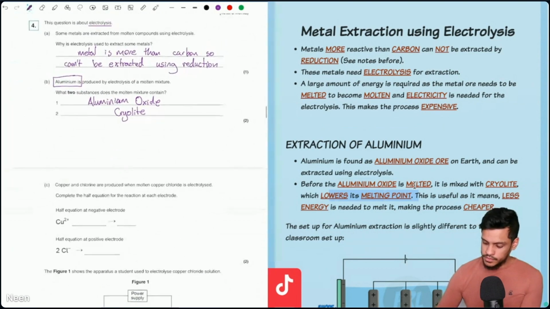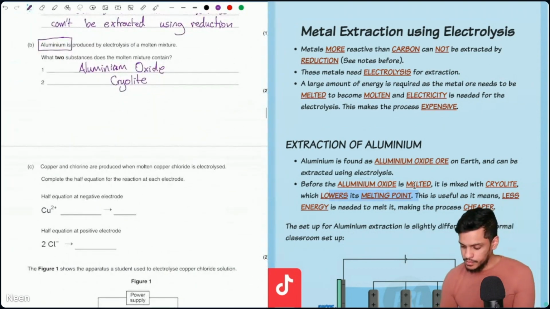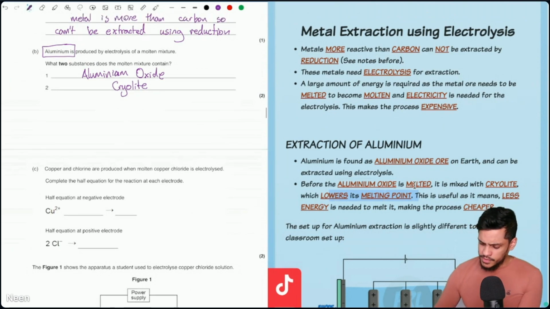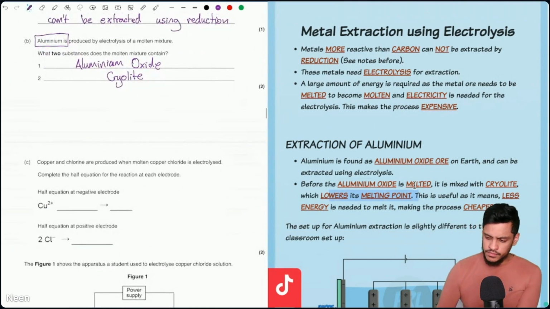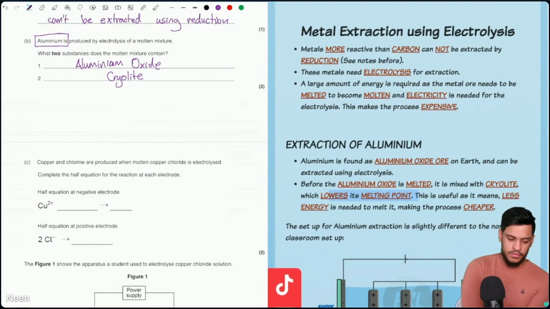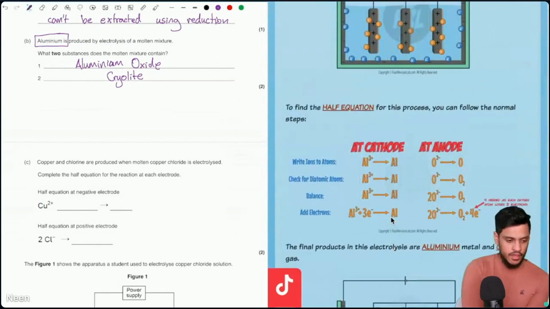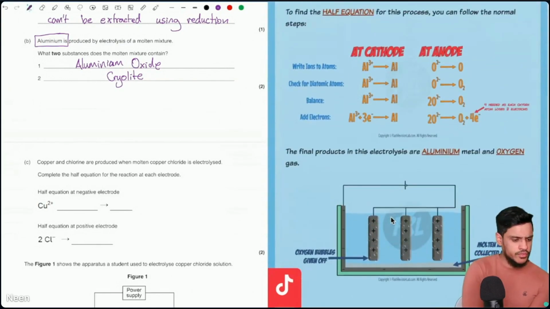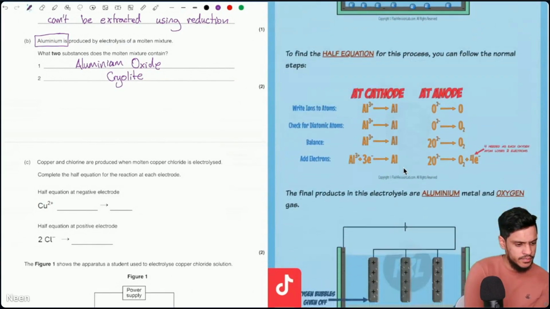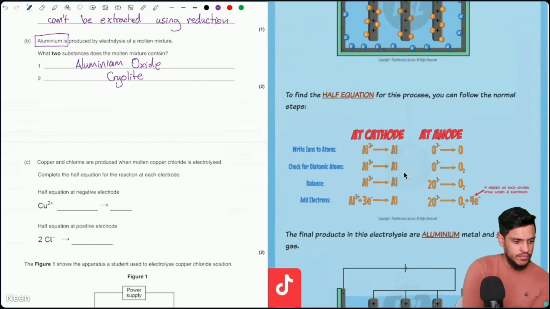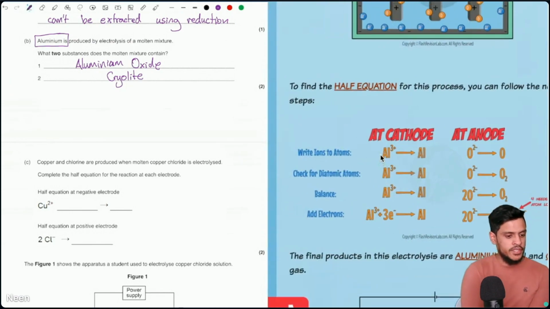Okay. This is probably the most confusing bit: half equations. In this question they've kind of helped you, but I think there must be another question later where they haven't given you any information and you just need to write the half equation. Actually, I'm not sure if this paper has that. It might be next week's paper. So yeah, let me show you how to write any half equation for electrolysis.